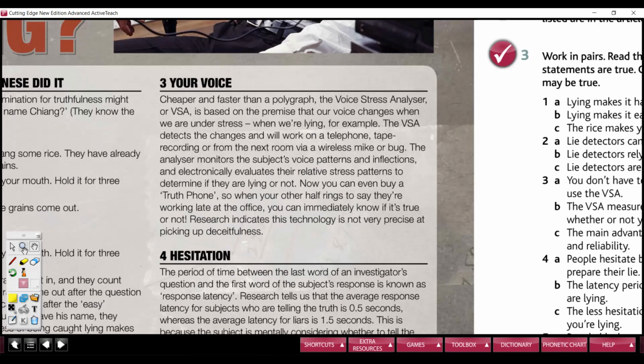Remember the premise, yeah? That is an idea about something we believe. It's an assumption. La premisa de que nos ponemos nerviosos cuando mentimos. La premisa es algo que creemos, okay?